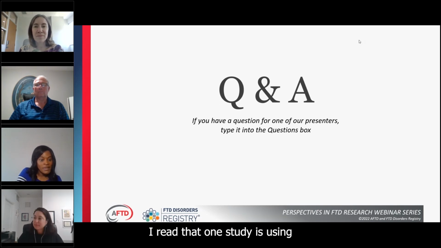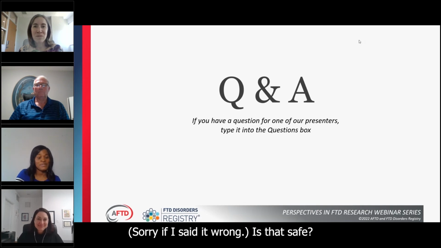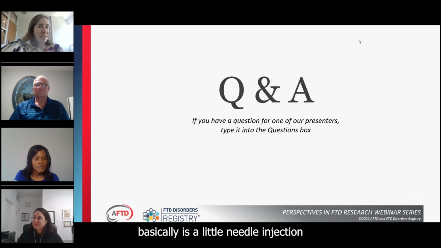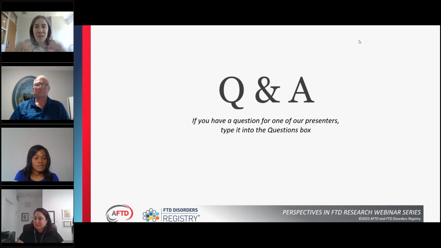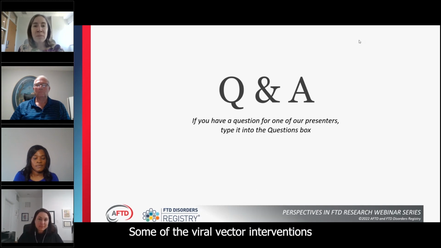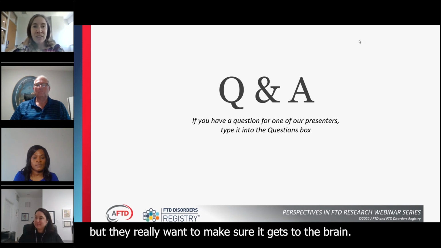Okay, next question. I read that one study is using intracisterna magna, I'm sorry if I said that wrong, administration. Is that safe? Yeah, so intracisterna magna infusion or injection basically is a little needle injection just below the base of the skull to enter into the space where the cerebrospinal fluid is, because that fluid is continuous and coats the spinal cord and brain. So it is a way to pretty directly get something very close to, and ideally into, the brain. Some of the viral vector interventions that I mentioned very briefly are using that cisterna magna injection approach right now, because essentially they have one injection of the virus and that's it. You don't need any other injections the rest of your life, in theory or ideally, but they really want to make sure it gets to the brain.